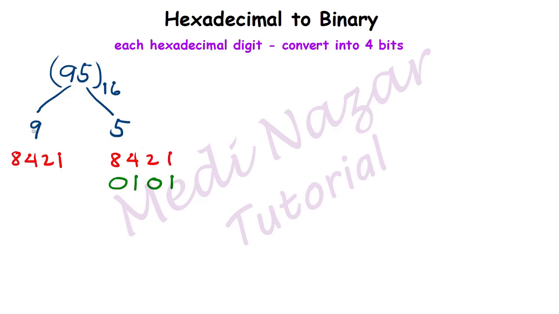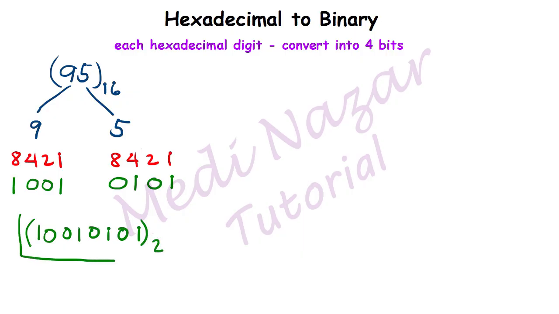And for 9, we'll have 8 and 1 because if we add 8 and 1, we will have 9. So we will make this position a binary 1 and a binary 1. Then here we'll have zeros. The binary equivalent of 95 is 1001 0101. We are just putting these two together, okay? So this is the equivalent binary of hexadecimal number 95.